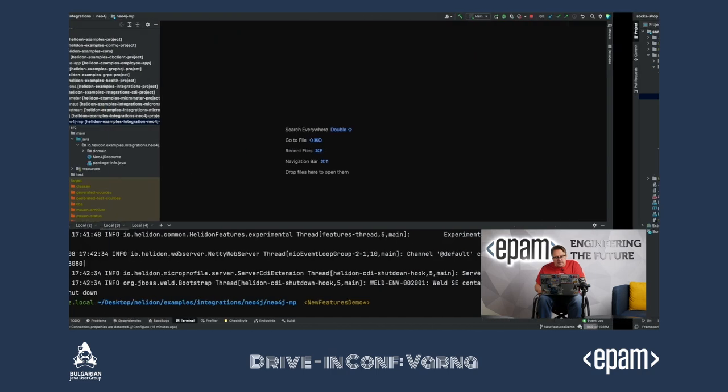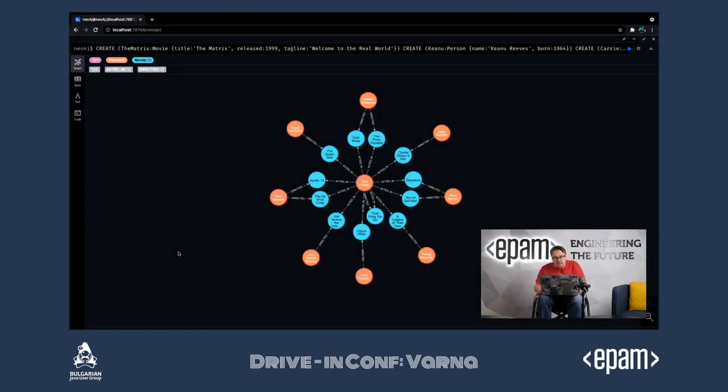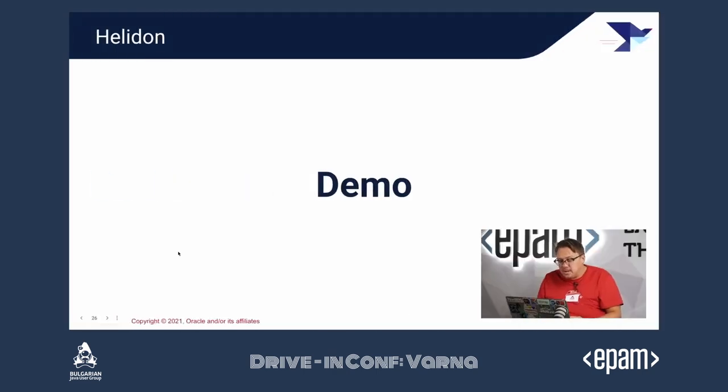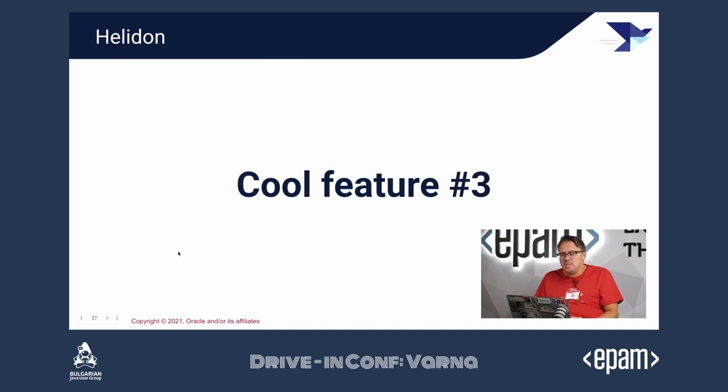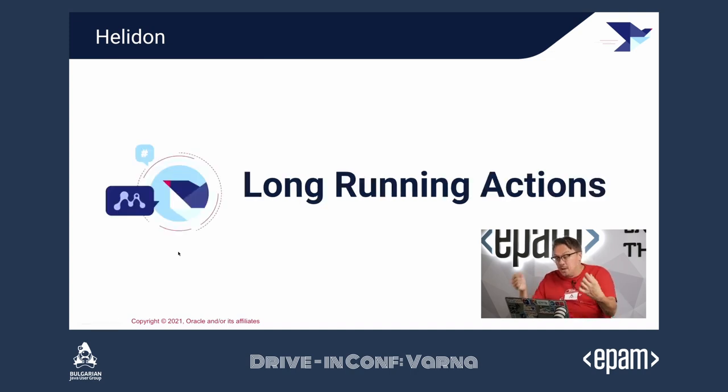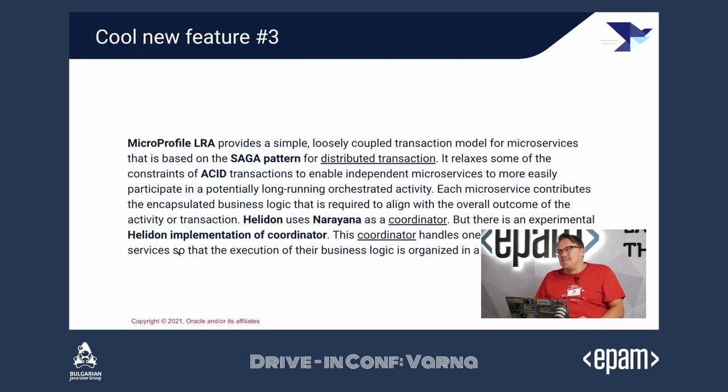Okay, lovely. Let us jump to our next feature. And our next feature is even greater, although what can be greater than Neo4j? Cool feature number three is LRA, or Long Running Actions. You know, with microservices, this is a distributed world, so you still have to make transactions in this distributed setting.